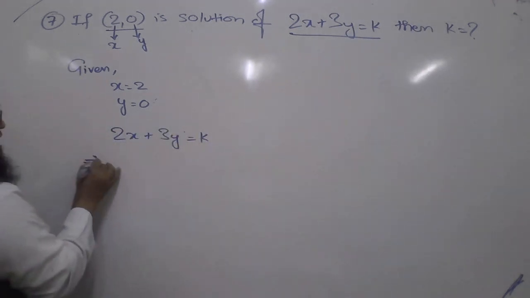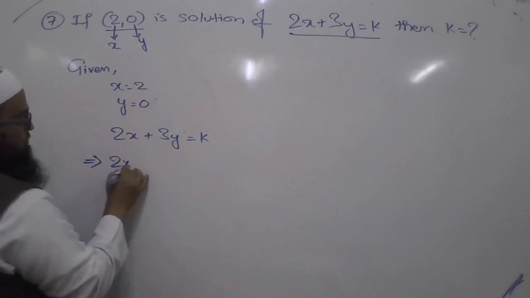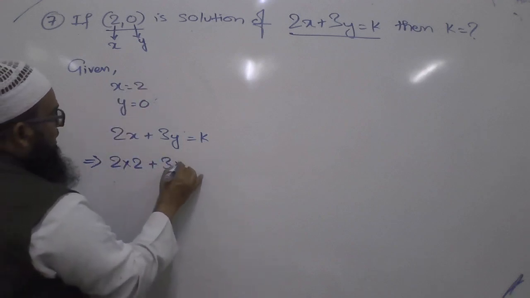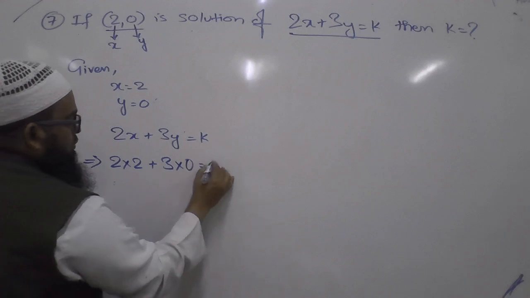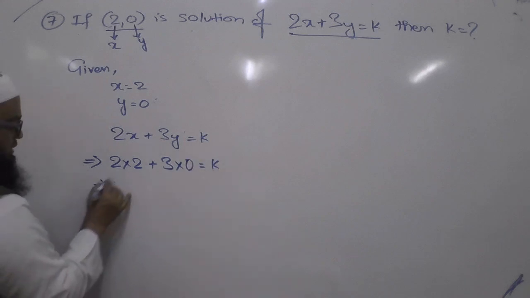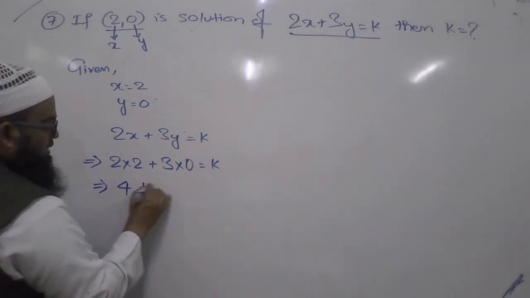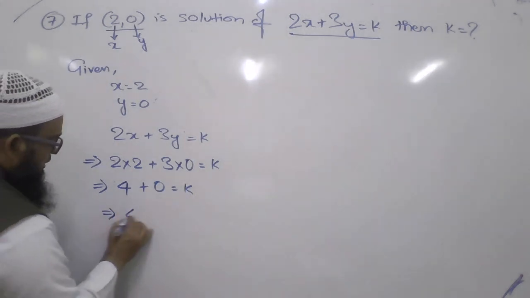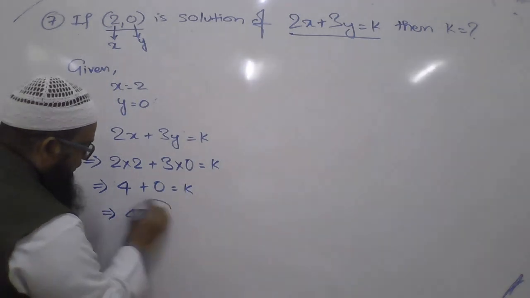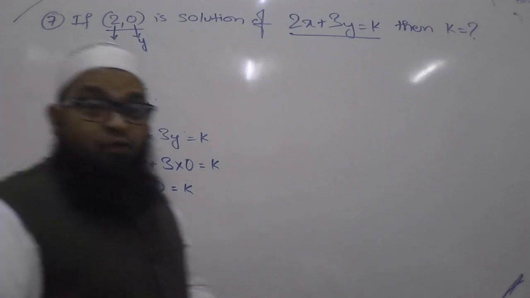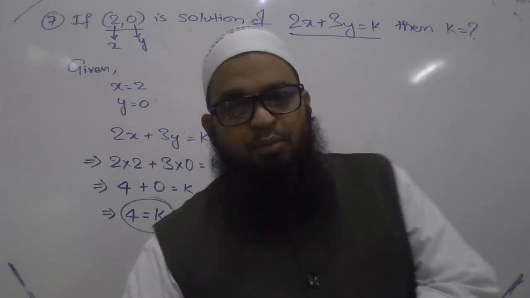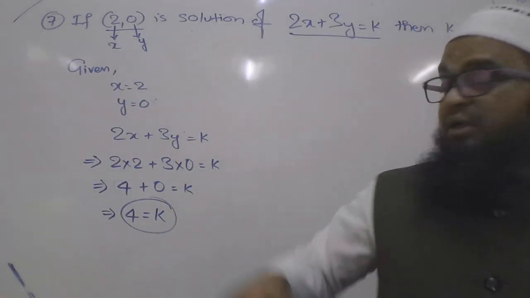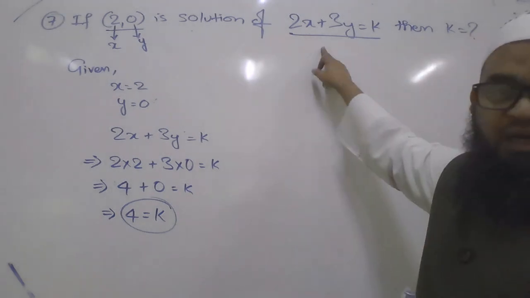So now when I substitute the values, 2 times 2 plus 3 times y, which is 0, equals k. That implies 2 2s are 4 plus 3 zeros are 0 equals k. So that implies 4 is equal to k. So what is the value of k? 4. So the concept here is about solutions of linear equation. This is a linear equation in two variables, right?